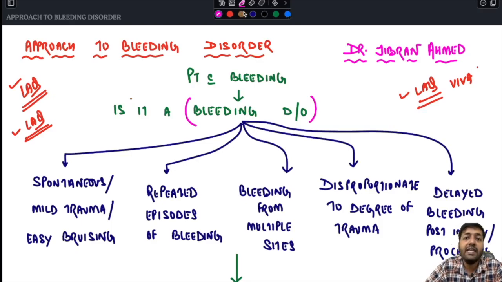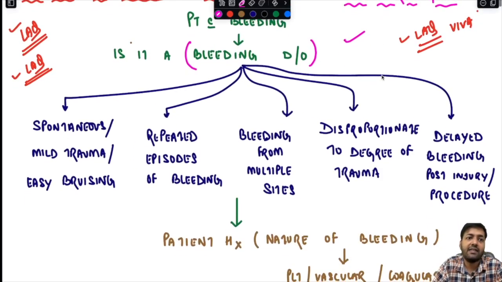But if you see any red flag signs, like spontaneous bleeding, or bleeding occurring because of a very mild trauma which in usual individuals would not cause any bleeding, or very easy bruising, all these are red flag signs pointing towards a bleeding disorder. So any spontaneous bleeding, or bleeding secondary to a mild trauma, or very easy bruising is pointing towards a bleeding disorder.